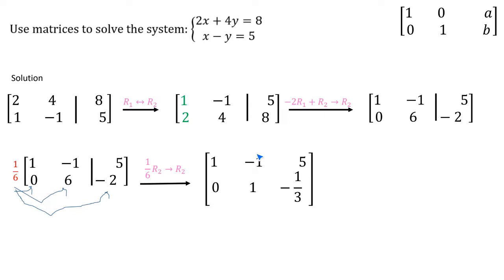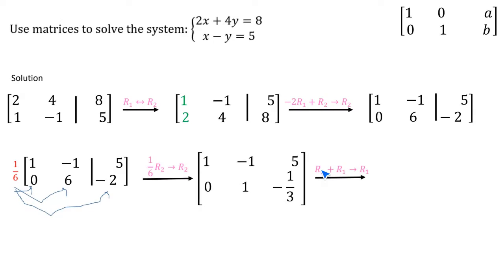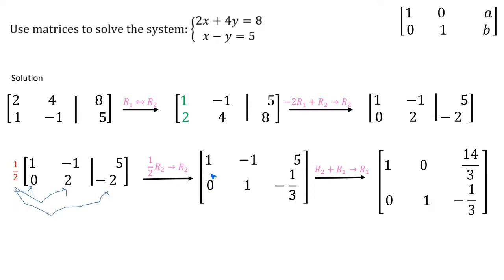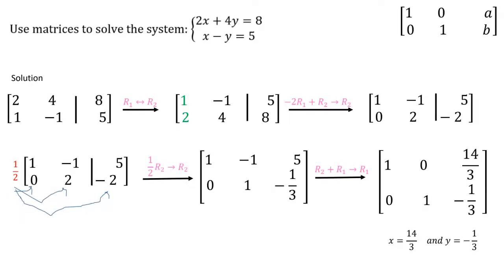Now I need to make the top number a 0. Well, notice they're already a negative and a positive. So all we have to do here is add the two equations. So I'm going to add row 2 plus row 1, and the answer, I want to change row 1. So we're going to have 0 plus 1 is 1. 1 plus negative 1 is 0. Negative 1/3 plus 5 is 14/3. And so now what I can do is say x is equal to 14/3 and y is equal to negative 1/3. Okay. And so that is using the row operations to find your solution.